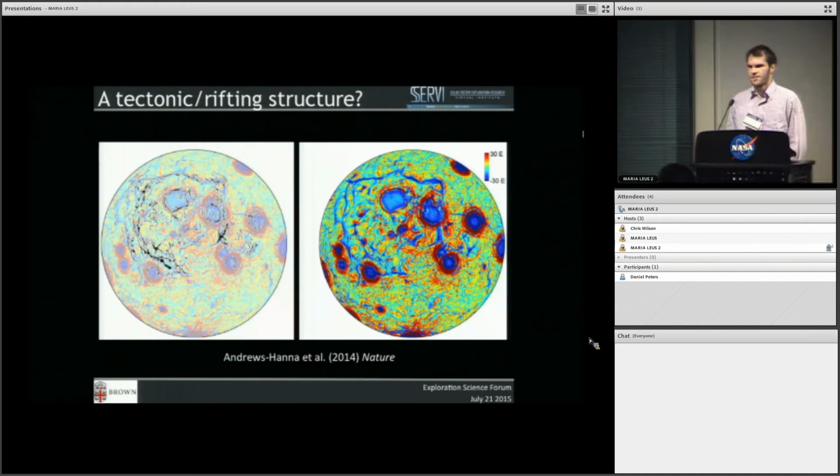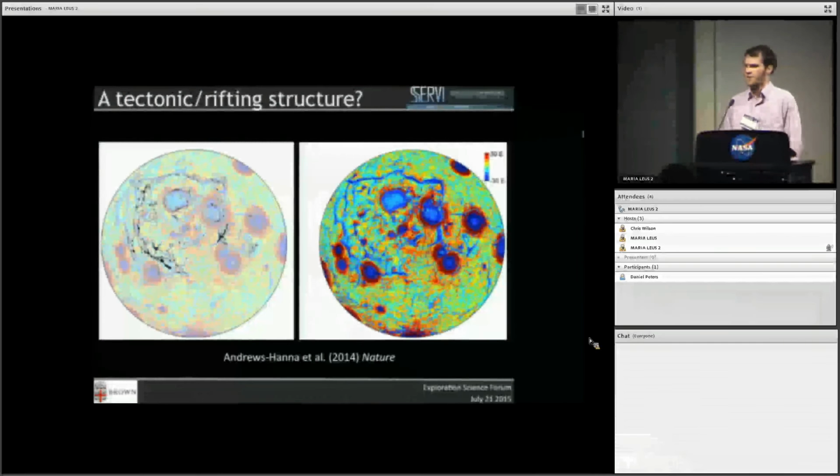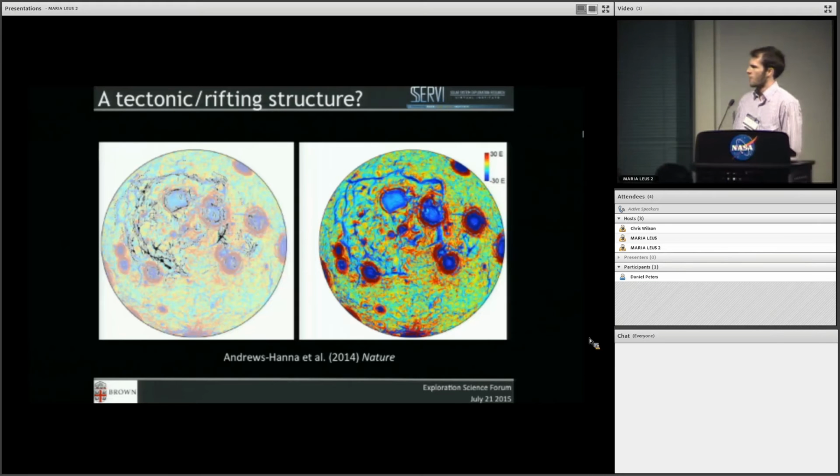Due to the more recent increase in the availability of data at the moon, especially the GRAIL gravity data, the Procellarum region has been looked at in greater detail. On the right-hand side is a figure showing the gravity gradient produced from the GRAIL data, again looking at the Procellarum region. Based on this work, the Procellarum region was thought instead to have possibly formed as a tectonic rifting structure. This is highlighted by the blue features in the gravity gradient, this polygonal structure outlining the Procellarum region.